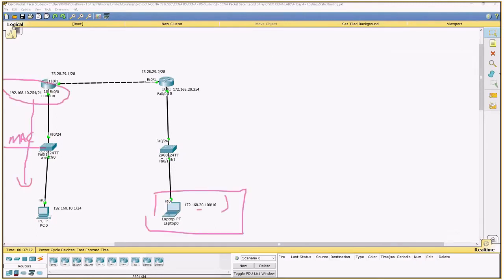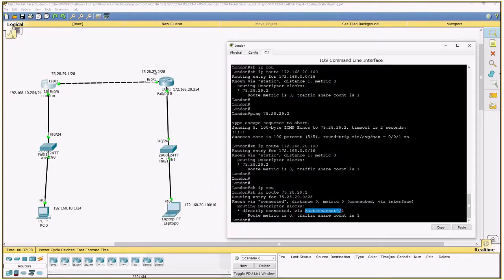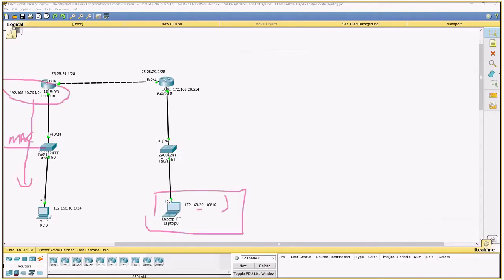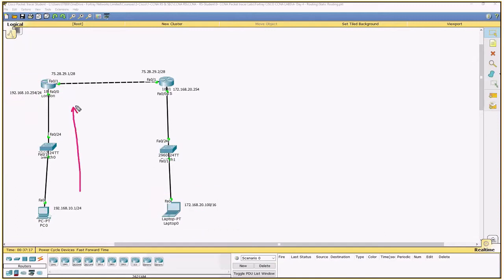The traffic is coming from where? The traffic is coming from F0/0. Traffic is entering F0/0. This is the entry point, and that's the exit point.